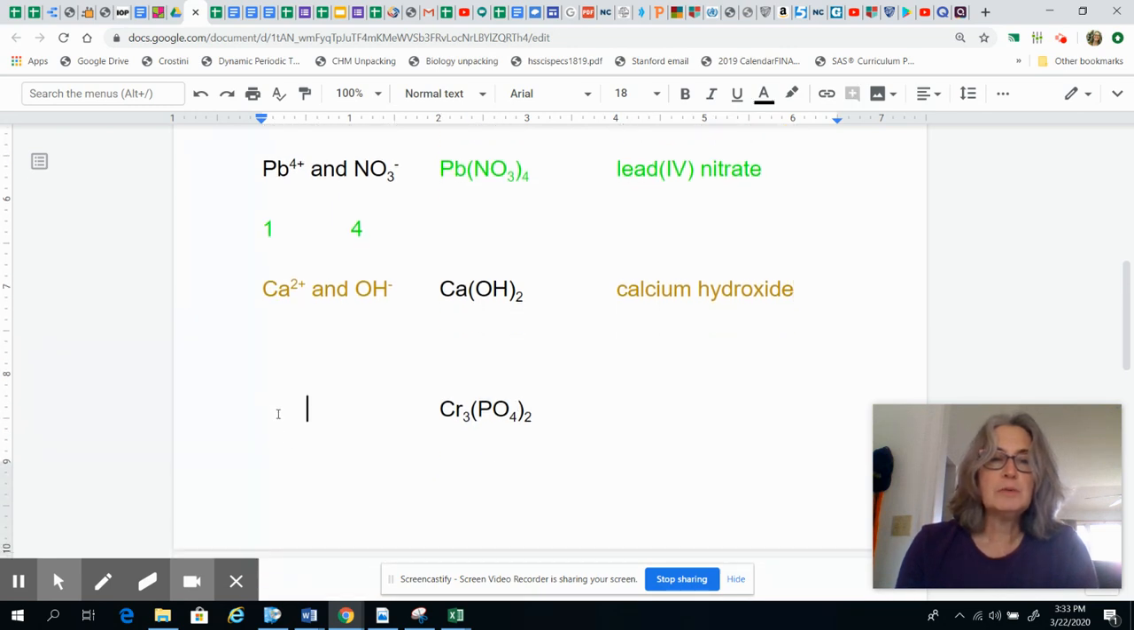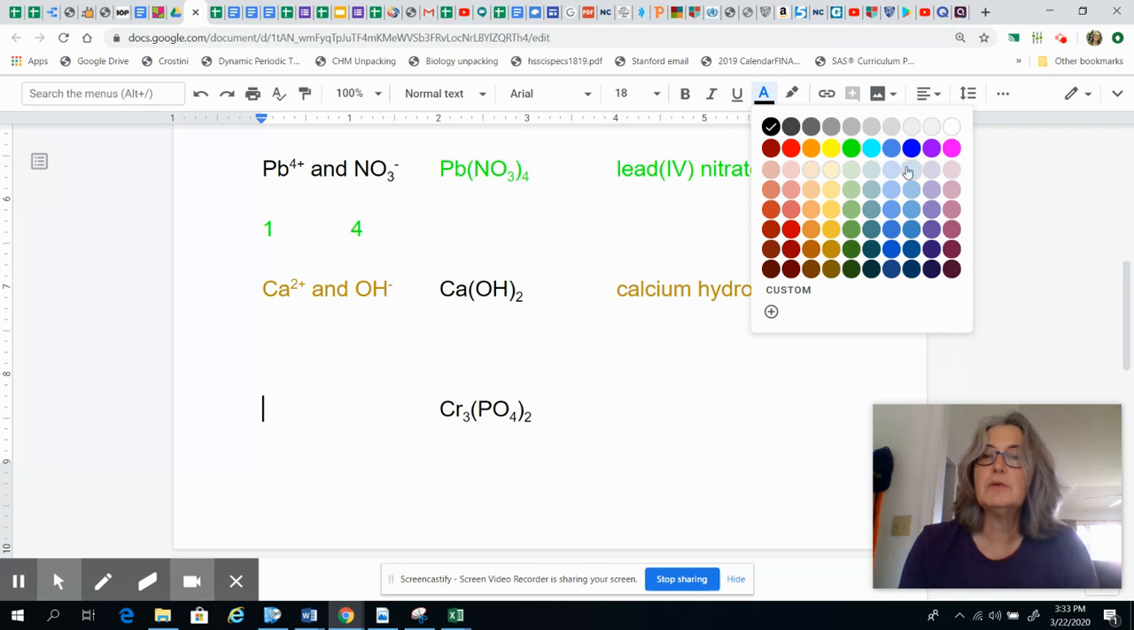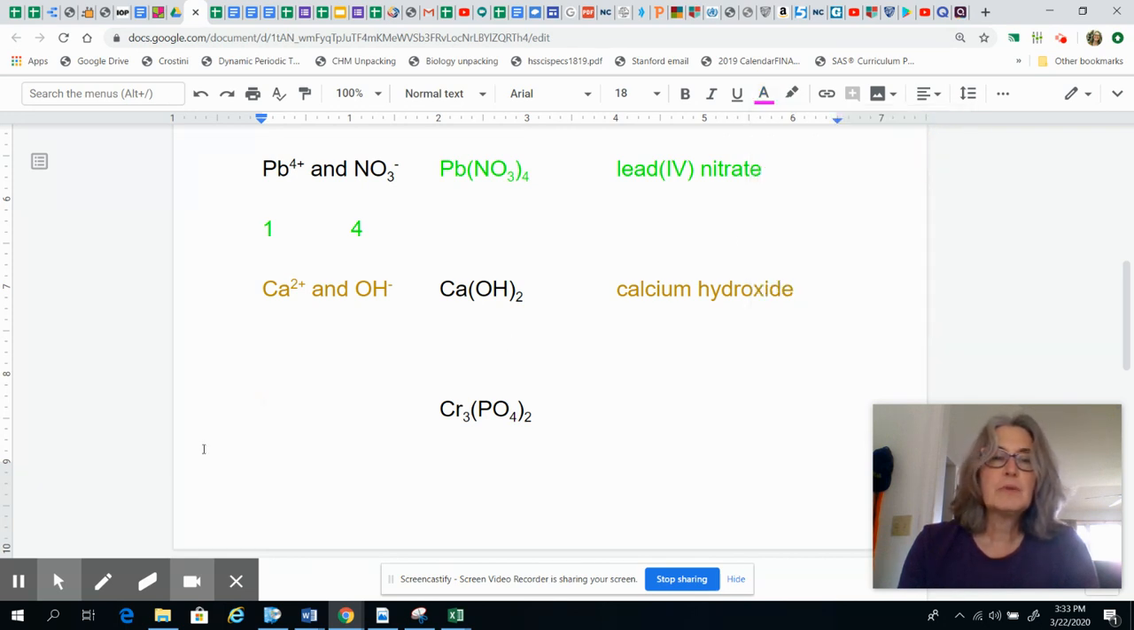All right, let's try another one. We have Cr, which you can find in the periodic table, in the transition metals. It actually does make some purple solutions, so we'll do it in purple. Because it's a transition metal, we're not really sure what the charge is until we figure it out. So we'll write Cr, and because it's a metal, it's a cation, so it's got to be something plus.